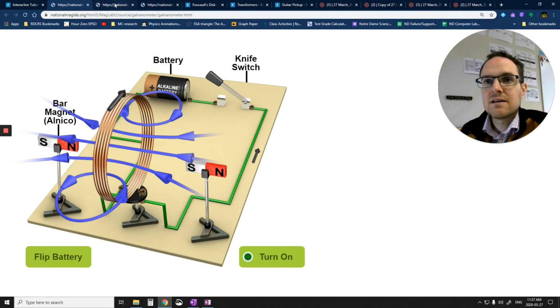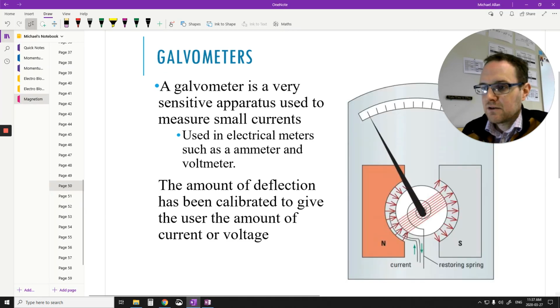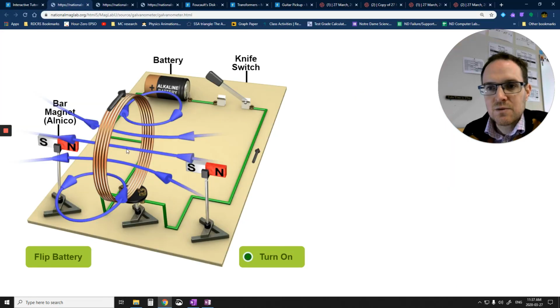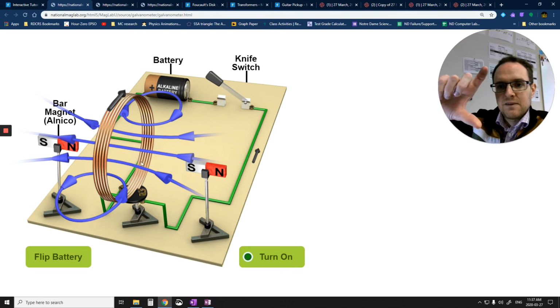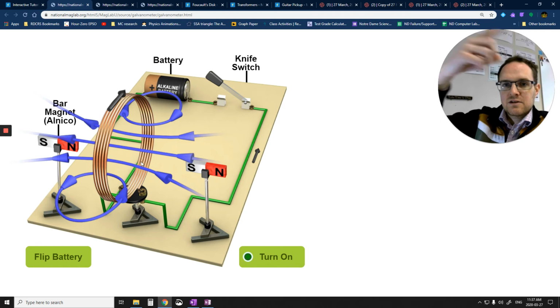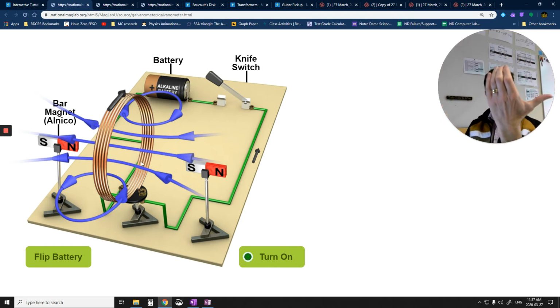If I just go back to the picture that I had, I've got a coil of wire here, and two permanent magnets that will have the magnetic field between them. And if current goes through the coil of wire, very much like this one here, the current will go in a circular motion. You use your hand rule to determine which side of that coil of wire becomes the north side of that coil of wire.